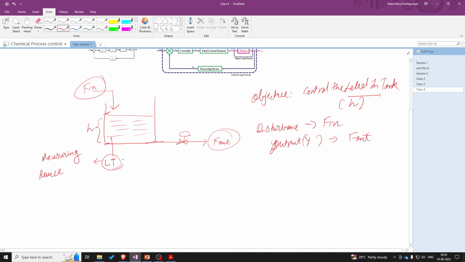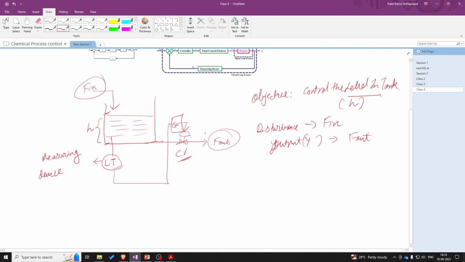What this level transmitter will do is, it will be connected through a control loop to this control valve. So this is our control valve, or the final control element, and over here we will have the controller block that will decide what sort of action needs to be taken.